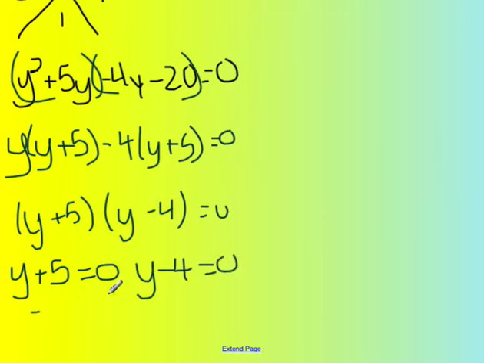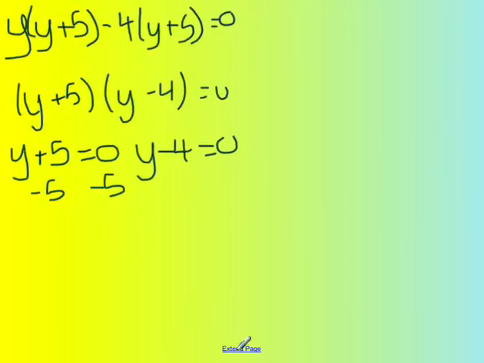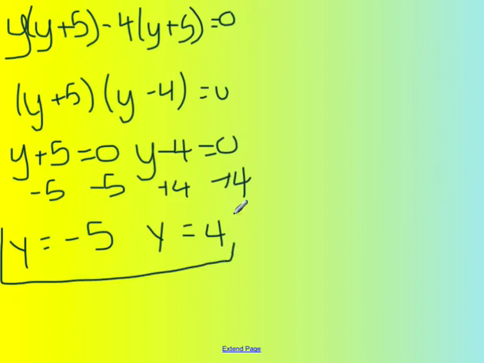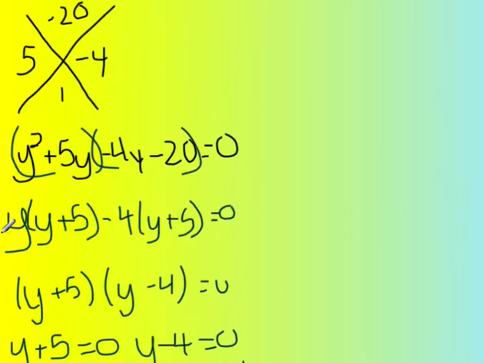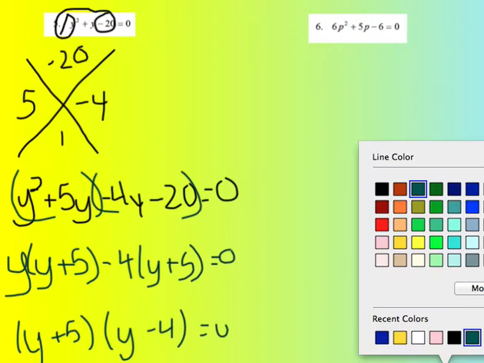So here I'm going to subtract 5 from both sides, and I end up getting that y is equal to a negative 5. Here I'm going to add 4 to both sides, and I end up getting that y is equal to 4. So my solutions to that quadratic are y is equal to negative 5 and y is equal to 4. Let's take a look at number 6.